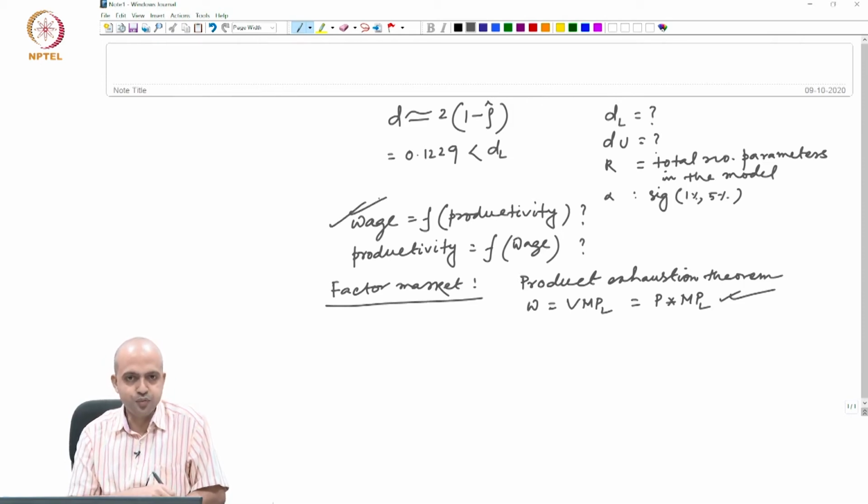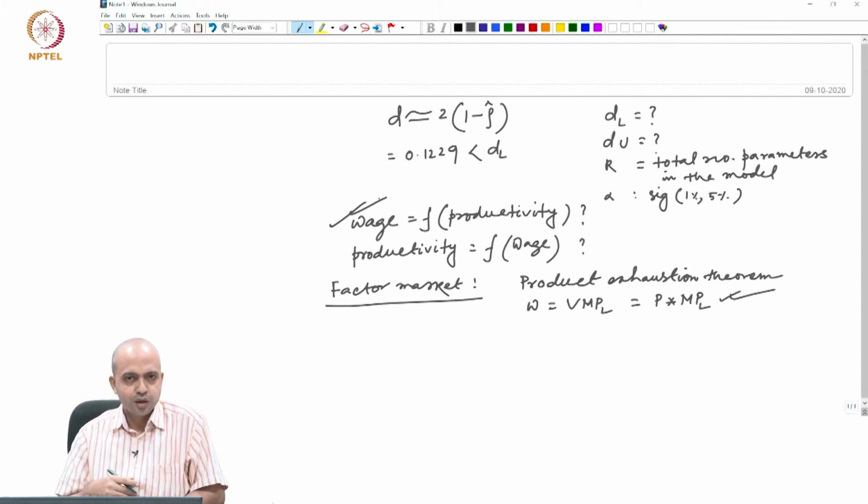Wage is a function of productivity. But there are counterarguments also. Some economists believe that productivity also depends on wage, because wage gives you motivation to work more, to produce more. If the laborers are not paid enough, then obviously there is a high chance that their productivity will go down.